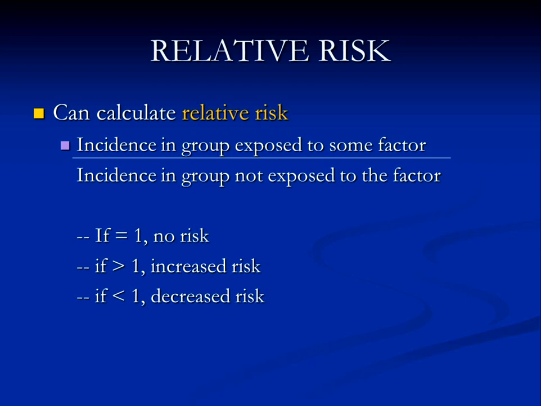Let's do the COVID example. So let's say we have an incidence of people that were exposed to the COVID virus, and that was 0.50. And then we have an incidence of people that were not exposed to the COVID virus, and that was 0.25. Our relative risk outcome would be 2. So how we would interpret that is that those people that are exposed to the COVID virus are at an increased risk of developing the virus later on.